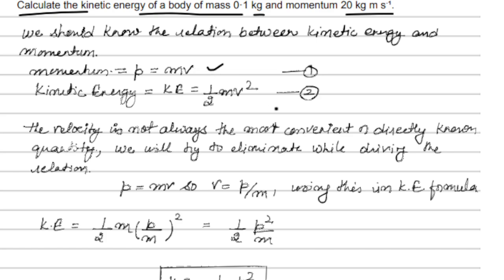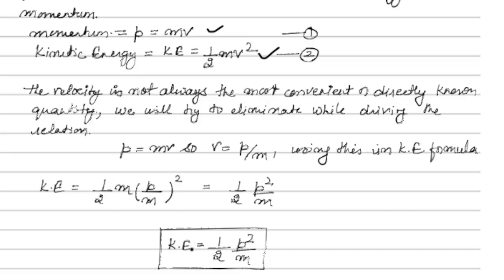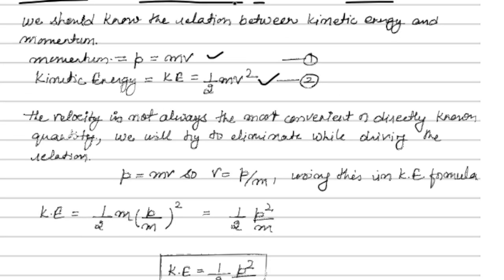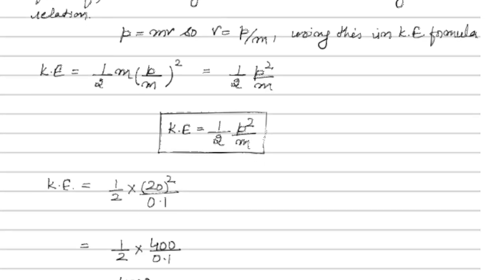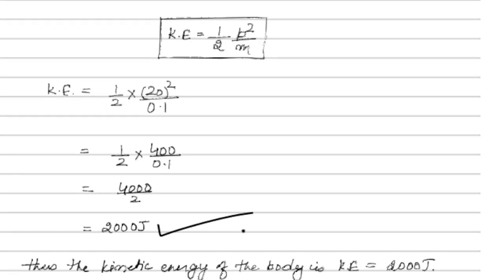We should know each formula. This is the formula for kinetic energy. This is the formula for momentum. So we'll replace, like, P by M, take this side and replace this v, and we'll get a relation between kinetic energy and momentum. And the formula is KE is equal to half P square by M. Now we can use the information given. The mass is given as 0.1 kg, so we can put m here, and momentum is given here. So we'll calculate the kinetic energy. It's just a simple calculation. The answer you will get is 2000 joules.